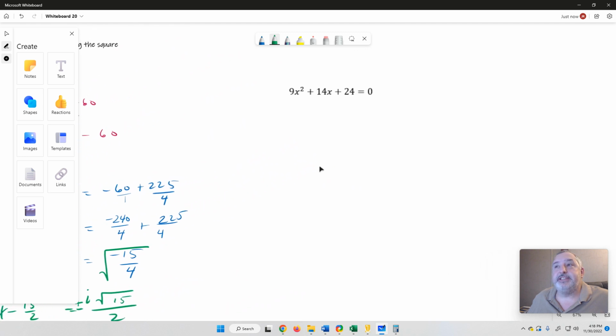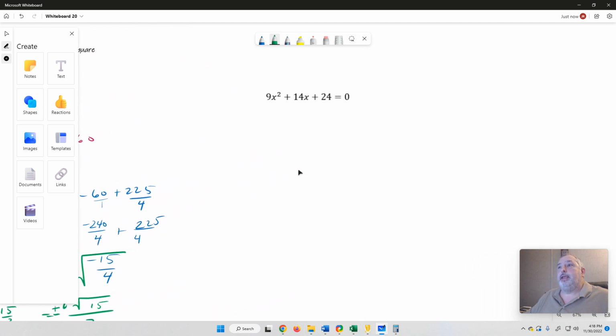Okay, so let's look at our second example. Same process. We're going to isolate the variables on one side first. I'm going to subtract 24 from each side. So that gives me 9x squared plus 14x equals negative 24. You notice I keep leaving a space there because that's where I complete the square.